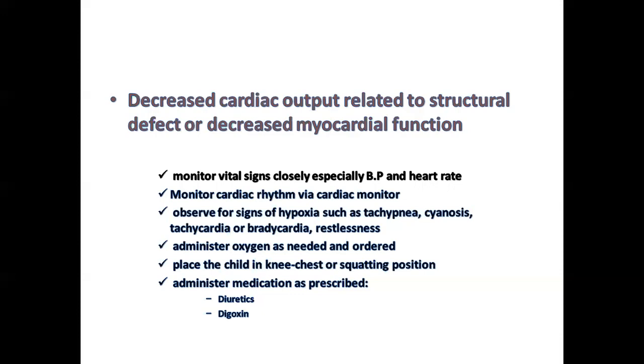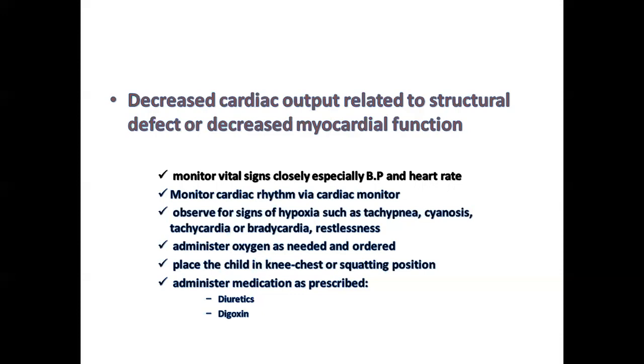Then administer oxygen as needed and ordered. Place the child in knee-chest or squatting position. Administer medication as prescribed, particularly diuretics and digoxin. So these are the more common interventions for decreased cardiac output.